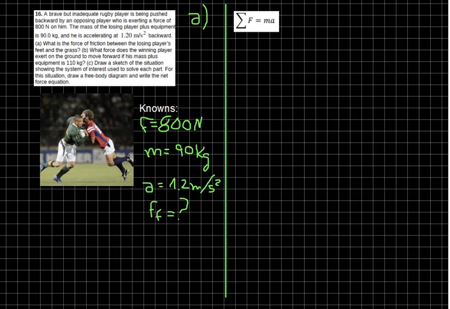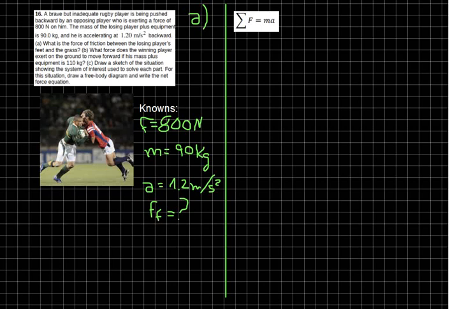Alright, today we're going to solve the last exercise from the topic Newton's third law of motion, symmetry in forces. And, well, here we have it. A brave but inadequate rugby player is being pushed backward by an opposing player who is exerting a force of 800 newtons on him. The mass of the losing player plus equipment is 90 kilograms, and he is accelerating at 1.20 meters per square second backward. What is the force of friction between the losing player's feet and the grass?